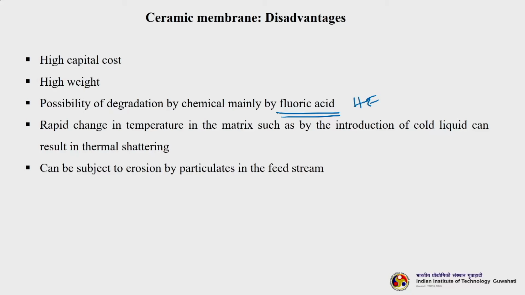So, what is the meaning of this? Suppose I am using the ceramic membrane for a thermal process in which the temperature is, let us say, 200 or 300 degrees. One batch is over, then suddenly to clean it I push cold water inside. That means the membrane which is at an elevated temperature suddenly gets a cold thermal shock, and the reverse may also happen, from cold to a very hot liquid, during cleaning or application. So, they cannot tolerate thermal shocks, they are very brittle, and another problem is that they can be subjected to erosion by particulates in the feed stream.